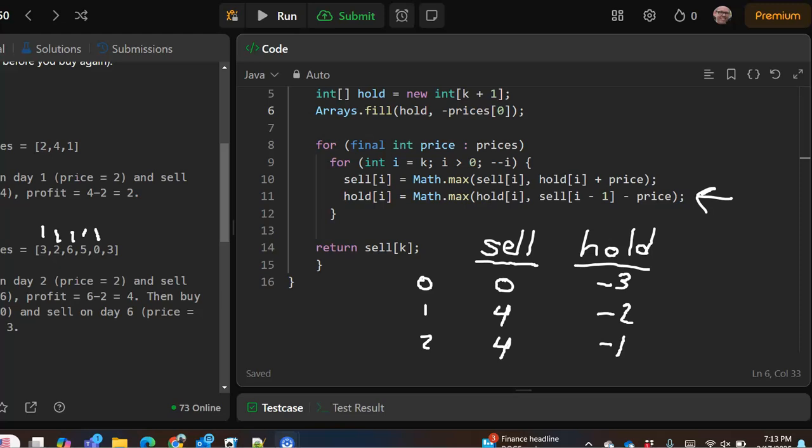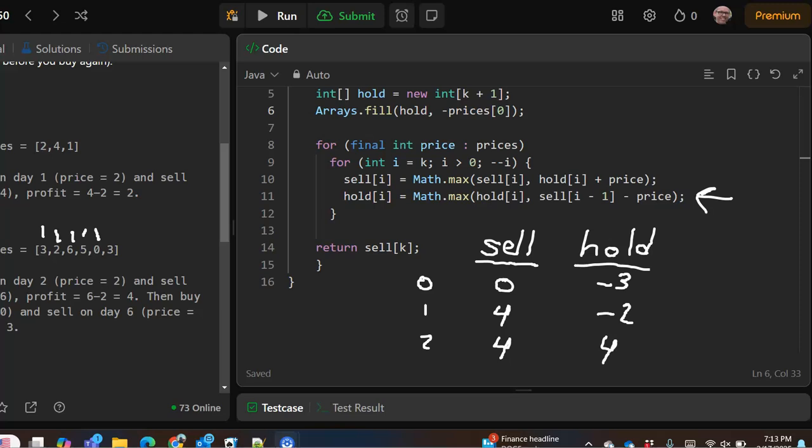Update the hold. Hold is the max of hold or sell, our previous balance, minus the price. And the price is 0. So 4 minus 0, that does improve our situation. So instead of -1 here, we now have 4.